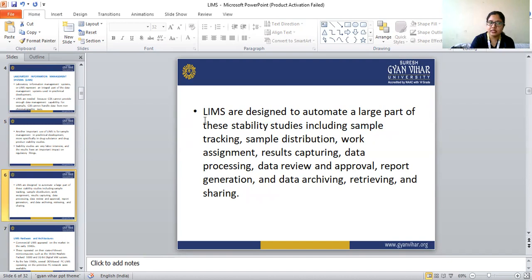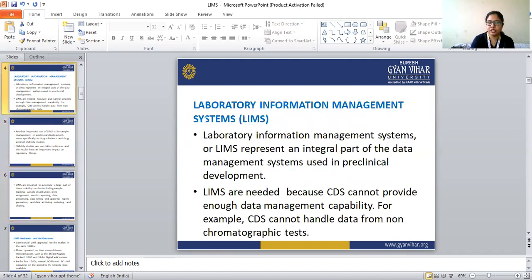So LIMS is the laboratory information management system. This represents an integral part of the data management system used in the preclinical development. So when we are doing the preclinical development, this LIMS is very importantly used in that particular area, because this LIMS manages all the information in the preclinical development.